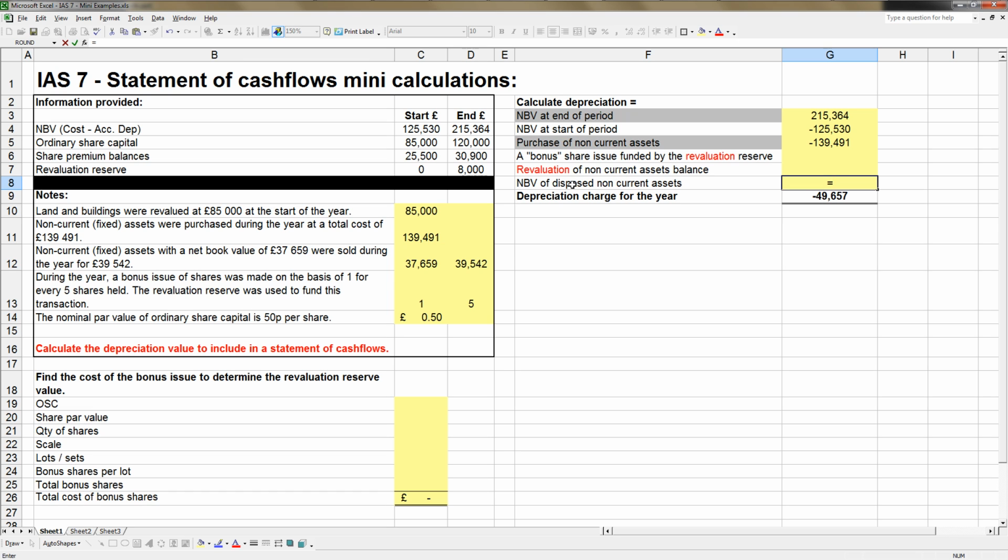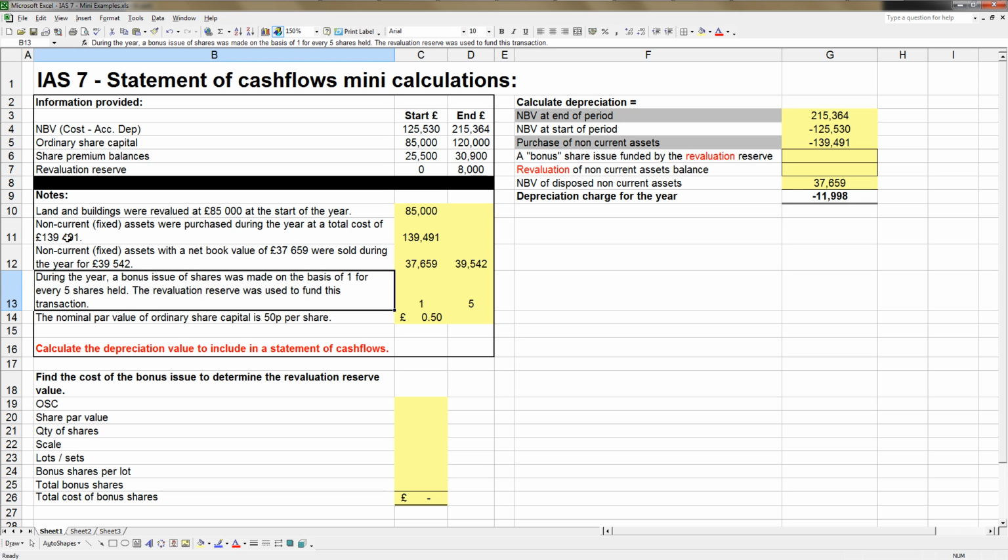Bonus issues, remind yourself, these are free shares to existing shareholders and they're funded by the company. So this is what is telling you that the revaluation reserve was used. The shareholders don't pay for these, there's no flow of money, it's actually a capital restructuring of the capital section. So here's the approach: find the cost of the bonus issue to determine the revaluation reserve value. Because whatever it cost for the bonus issue, that amount was used to finance it, and it came from the revaluation.